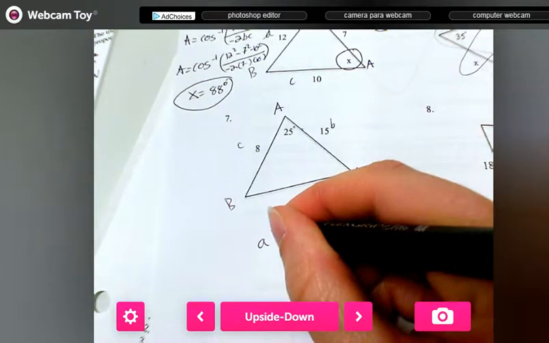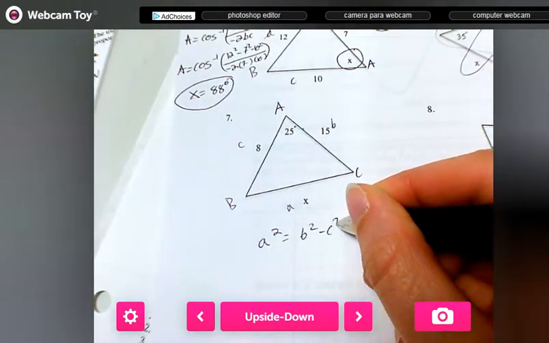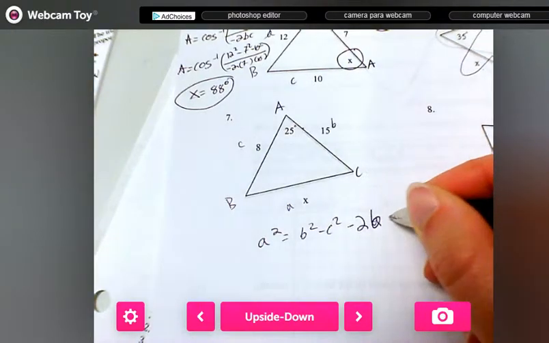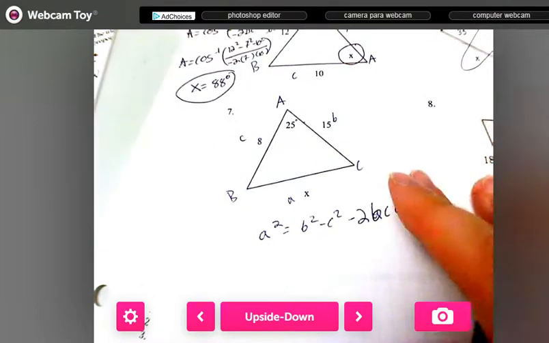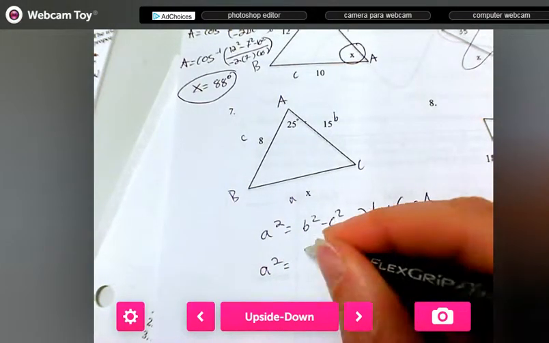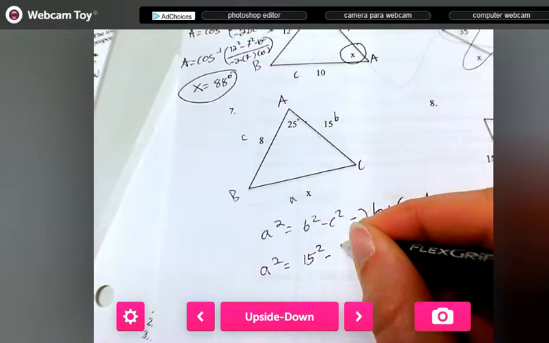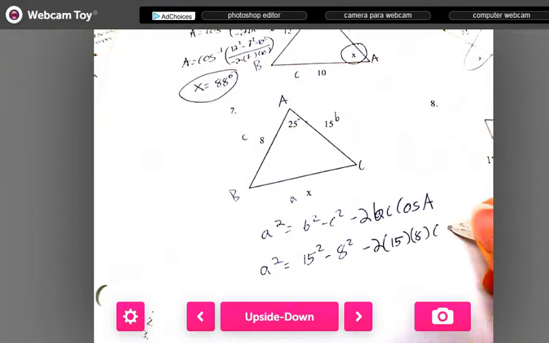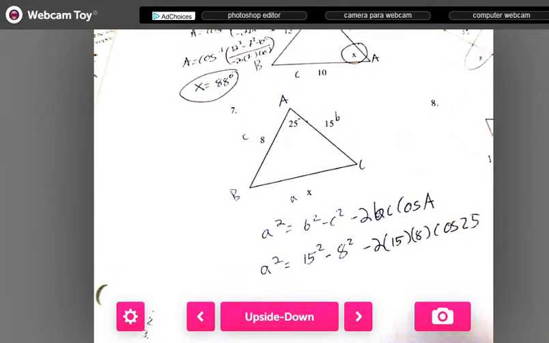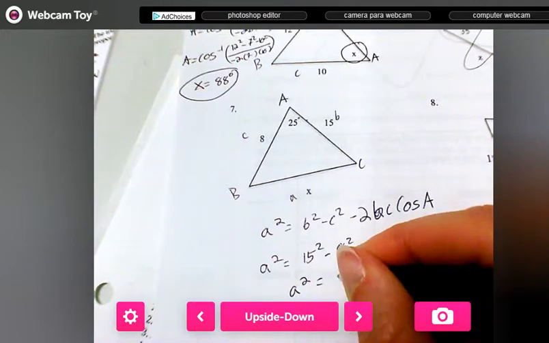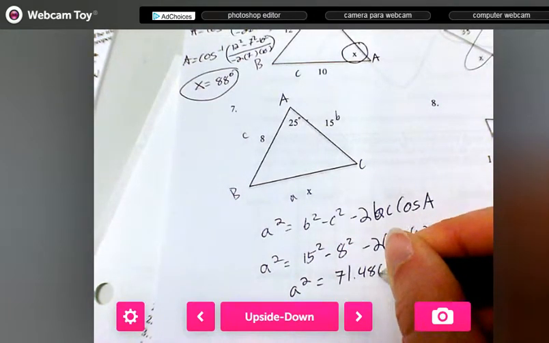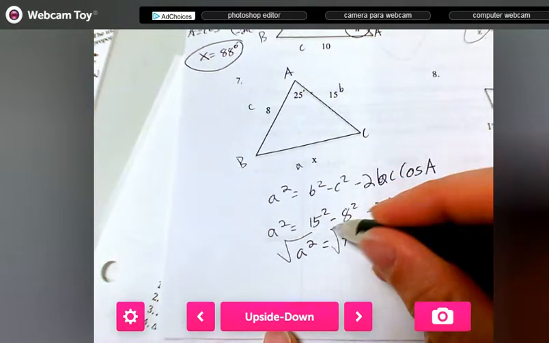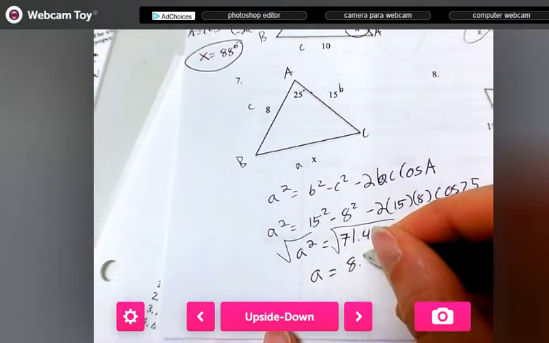So I'm just going to say a squared equals b squared plus c squared minus 2bc cosine A. Okay? So I go a squared equals 15 squared plus 8 squared minus 2 times 15 times 8 cosine 25. I put this in my calculator and I get a squared equals 71.486. And what do I have to do before I'm done? Square root, the thing that everybody always forgets. So a equals 8.5 approximately.